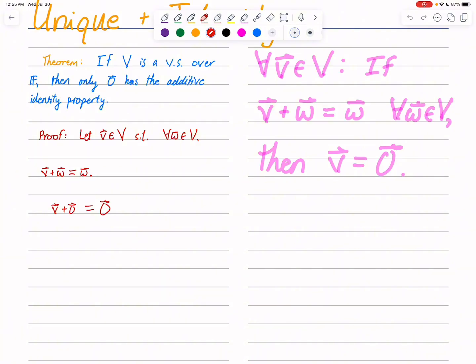But also, 0 has essentially the same property. So we also know that if you take 0 plus v, you just get v, using the identity property of 0 this time. So you get that right there. Well, actually, this is what we wanted to show this whole time, and so the proof is already complete.